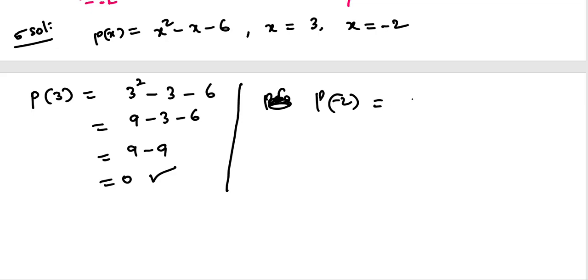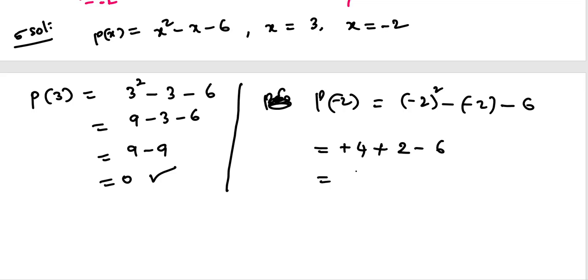What is given: minus 2 whole square minus, again, minus 2 in bracket, minus 6. When we multiply this, minus into minus becomes plus, it is 4. Now minus into minus becomes plus, here plus 2 again. It is minus 6. So plus 2 plus 4 is plus 6, minus 6, so you are getting 0. So these are also 0.